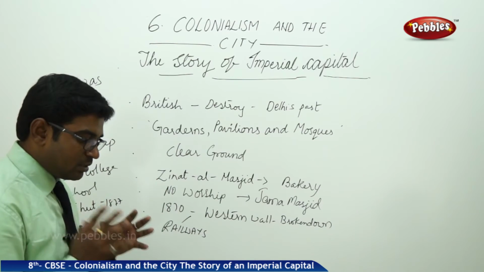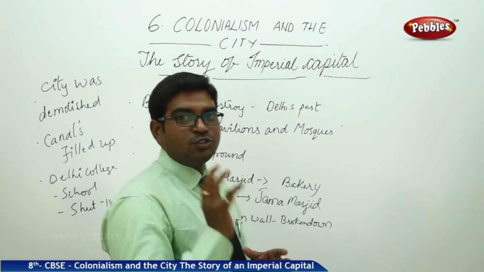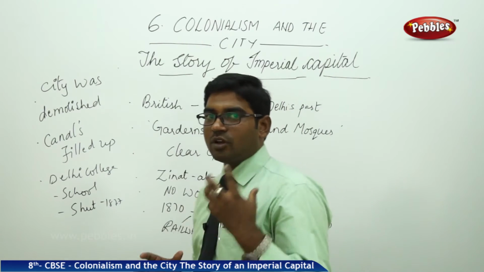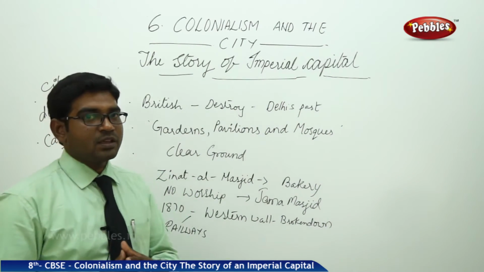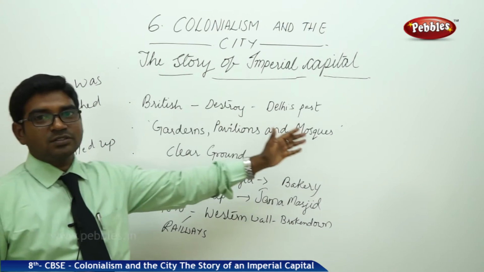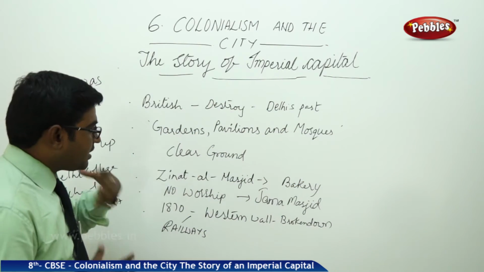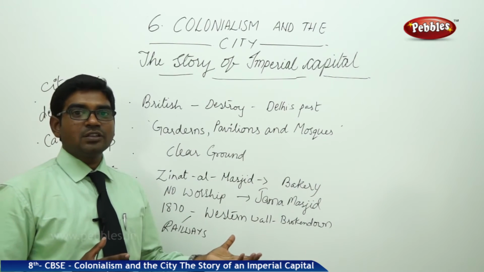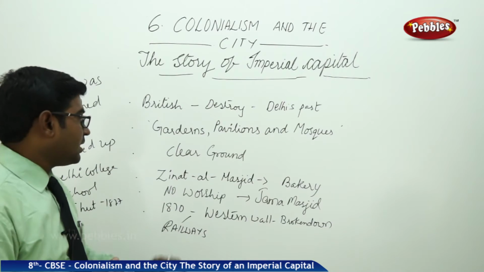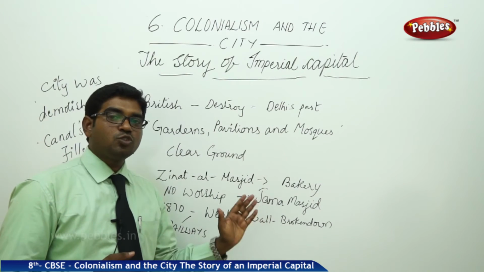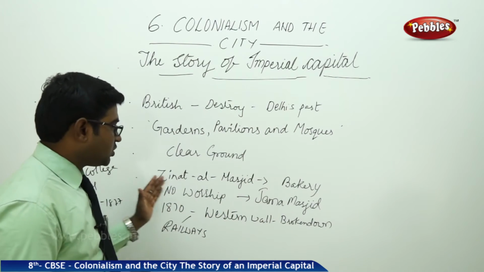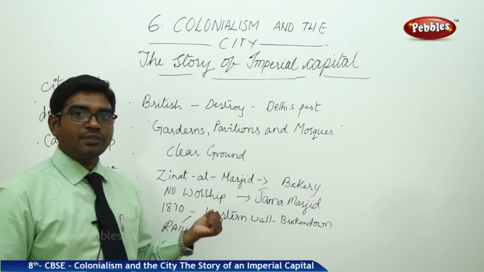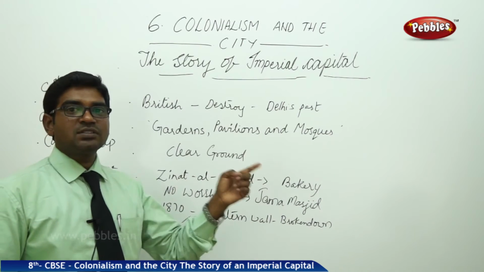Delhi, once the most powerful center during the Mughal rule, was captured by the Britishers. The Britishers want to redraw the history of Delhi. So they want to destroy the past glorious history of Delhi. So they want to change it. The gardens, the pavilions, the mosques were cleared. Clear ground has been maintained for security reasons. Later, masjids were not allowed to do worship. For example, Jannat al Masjid was converted into a bakery. Jama Masjid was shut down for 5 years. No worship services were allowed.